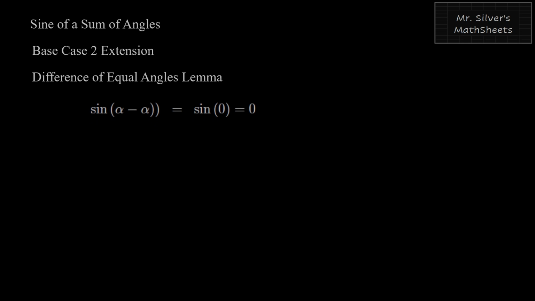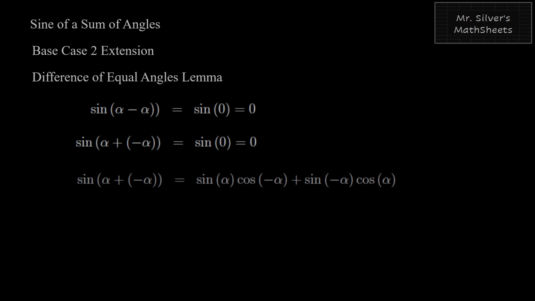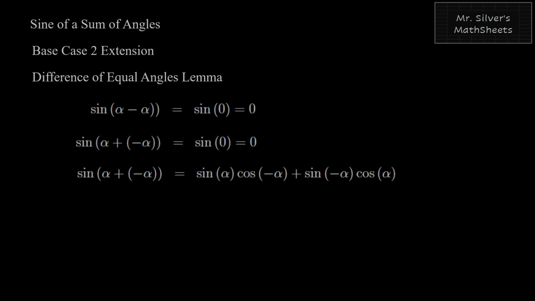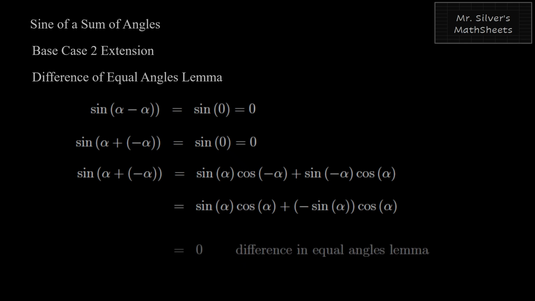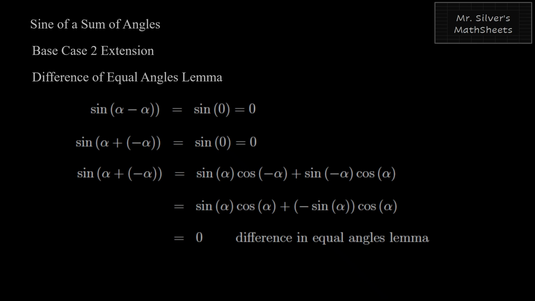Okay, difference of equal angles lemma. Suppose I do a direct calculation of sine of alpha minus alpha, that is sine of 0, which is 0. But if I plug it into the sine alpha cosine beta formula, what do I get? Well, it's easy to see that the cosine of a minus angle is the same as the cosine of the angle, but the sine is negative, so I have equal and opposite terms that cancel, and I get 0.